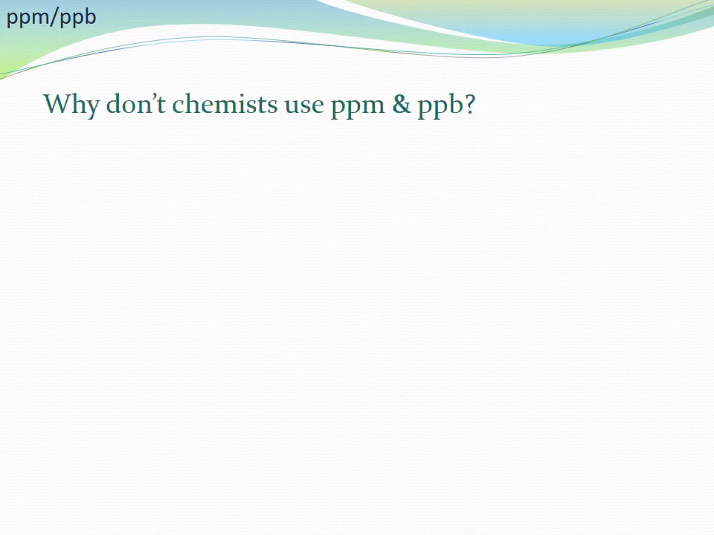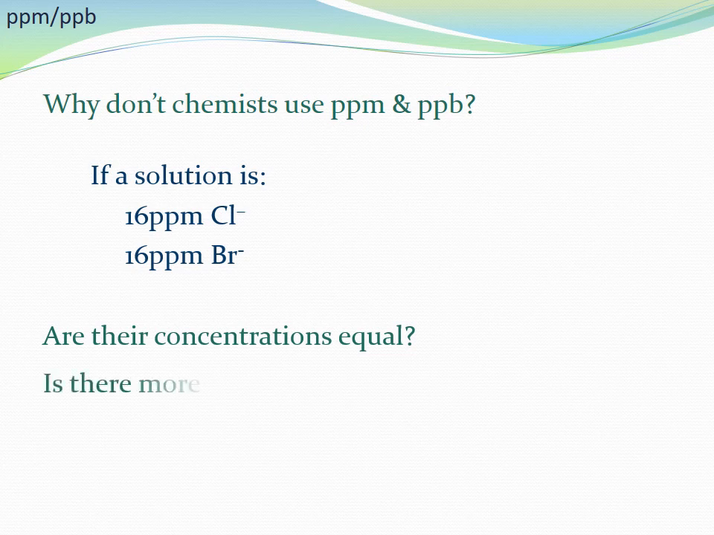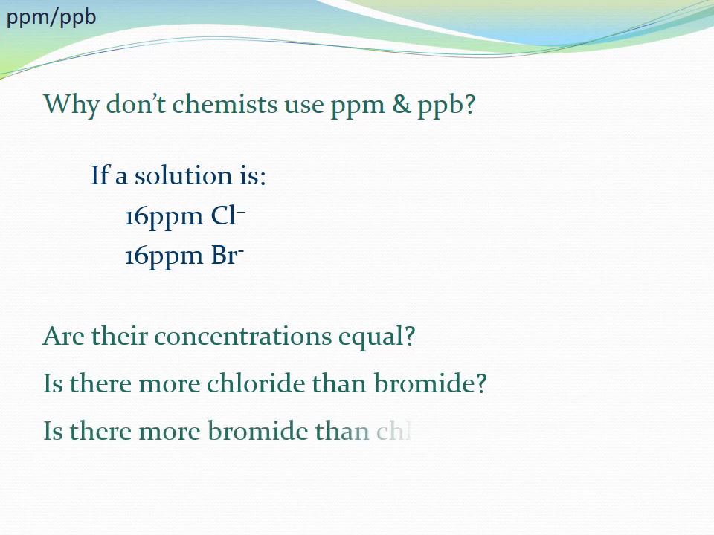So why don't chemists use parts per million and parts per billion? Because if we had a water sample and it said the solution is 16 parts per million chloride and 16 parts per million bromide, well, that would mean their concentrations are equal, right? Or are they? Or would there be more chloride than bromide if they're both 16 parts per million? Or would there be more bromide than chloride?